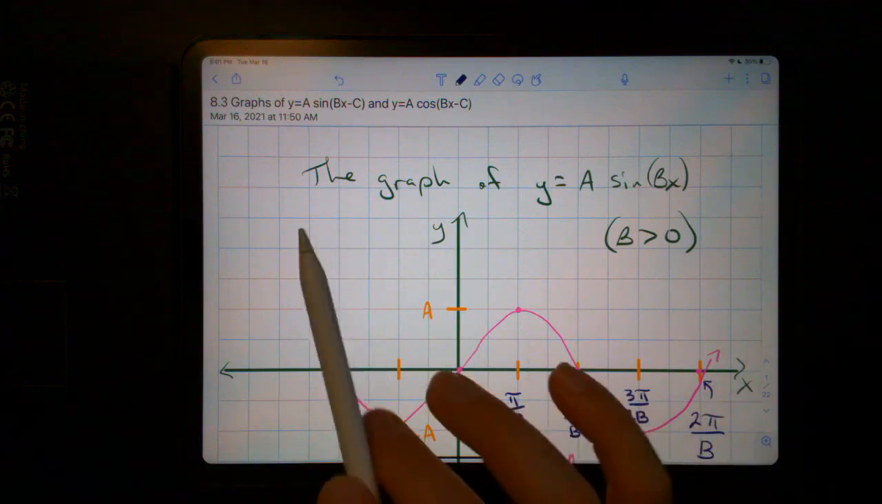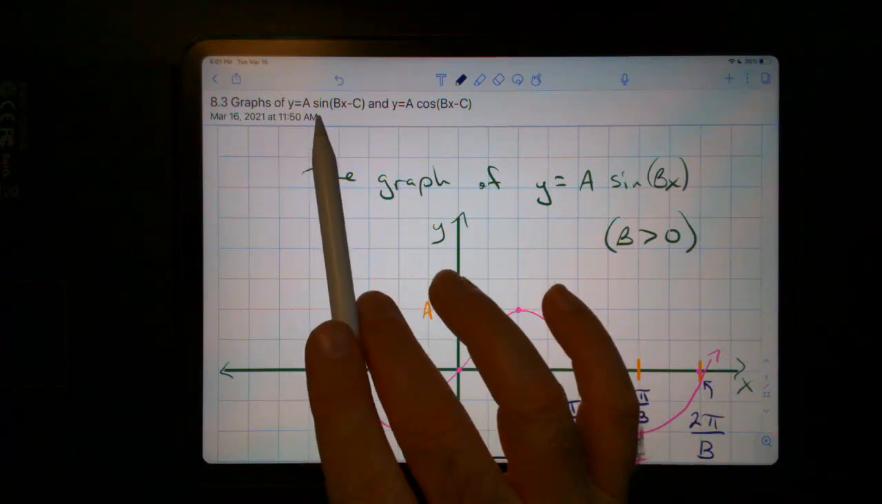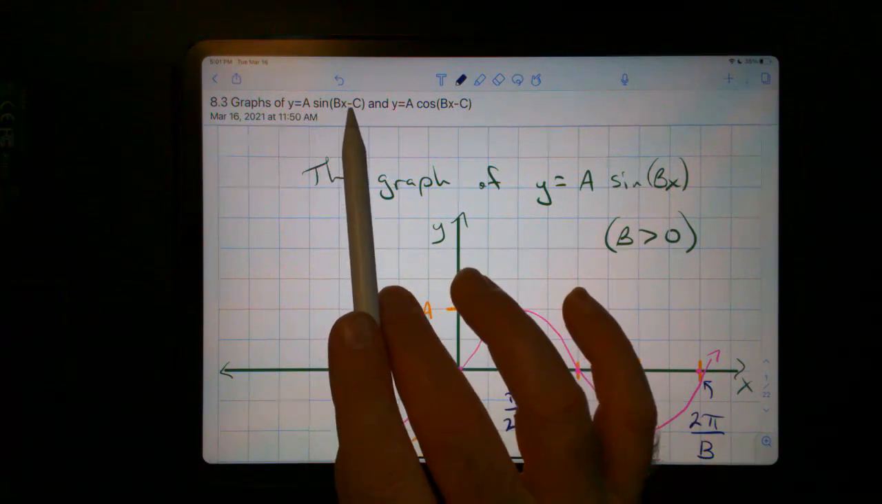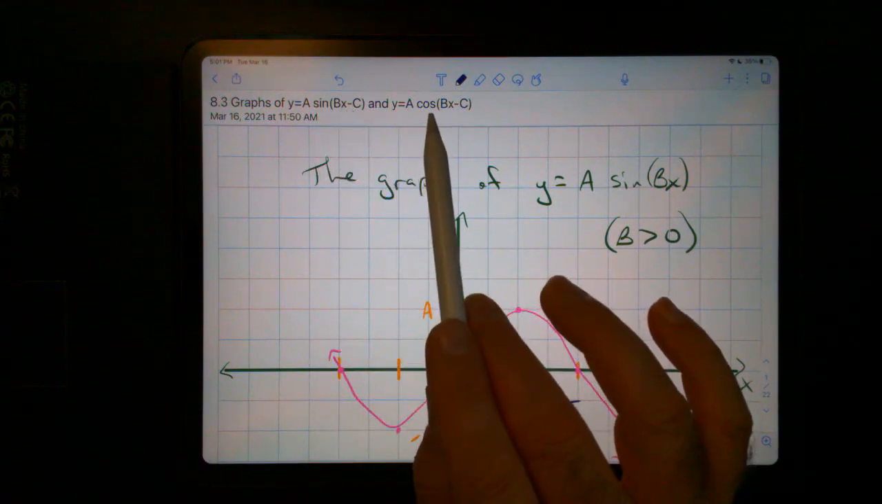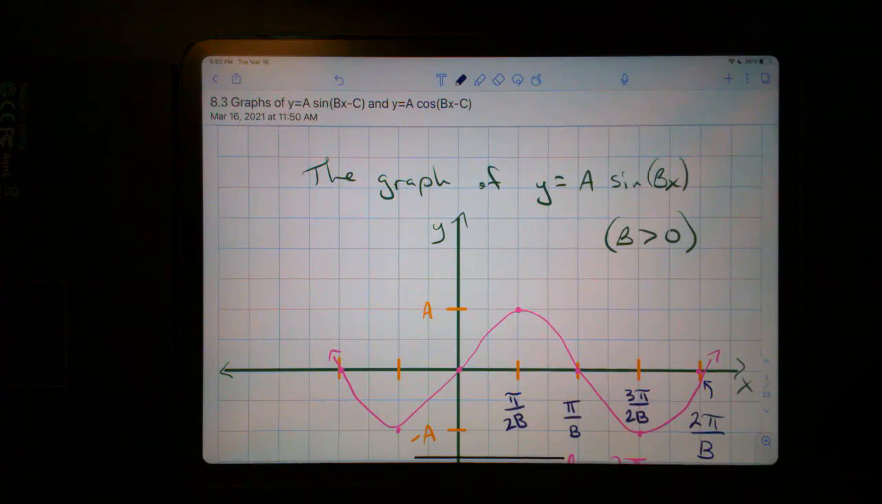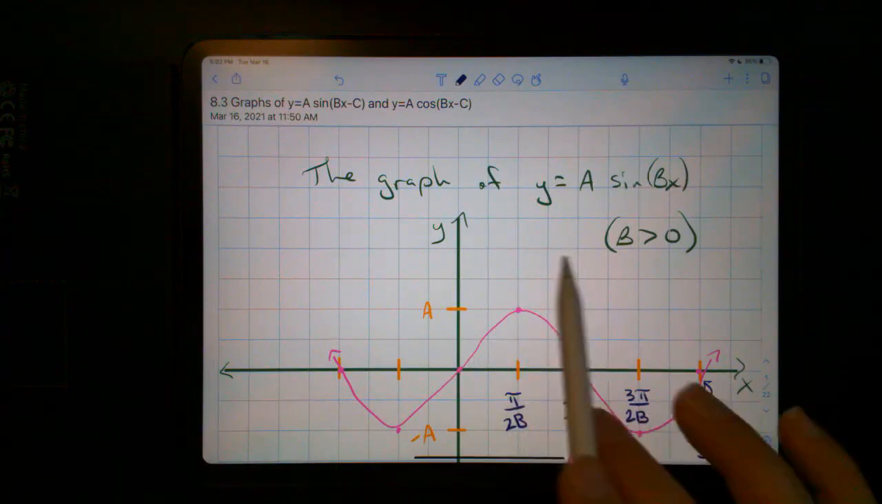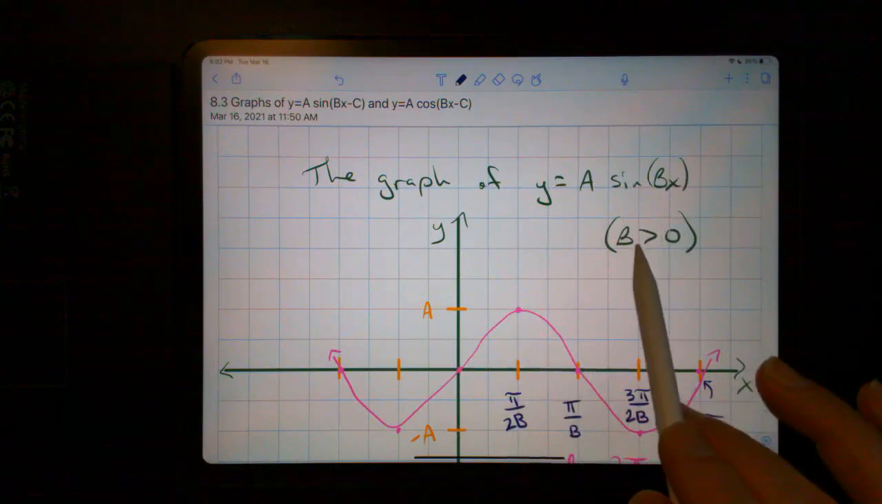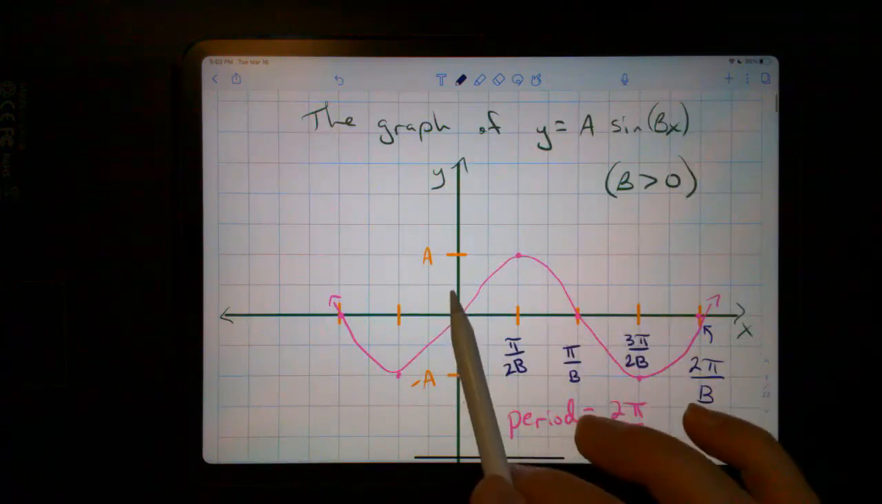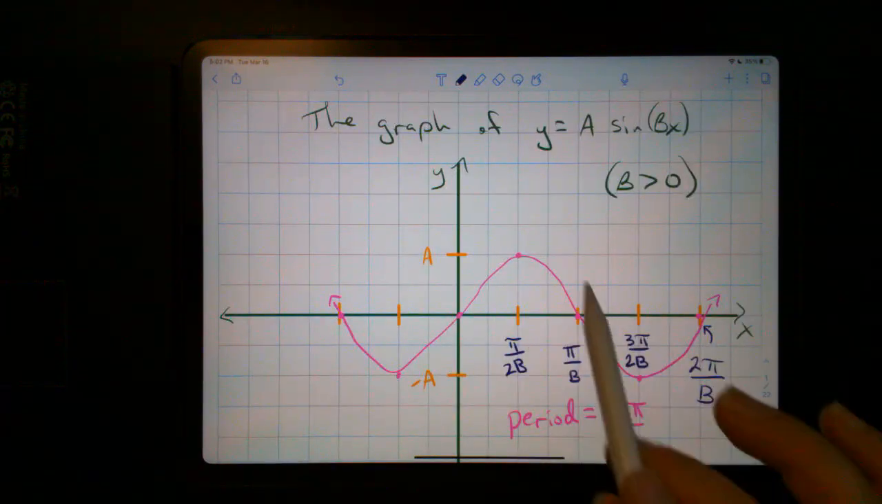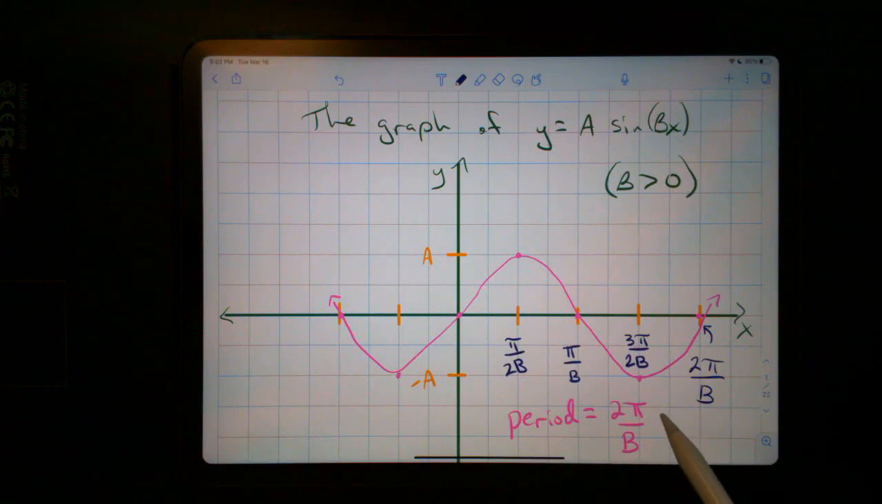Hello, in this video I'm going to cover graphs of y equals a sine bx minus c and y equals a cosine bx minus c. So the graph of y equals a sine bx, where b is a positive number, is going to have this basic shape. Your period is going to be 2 pi over b.